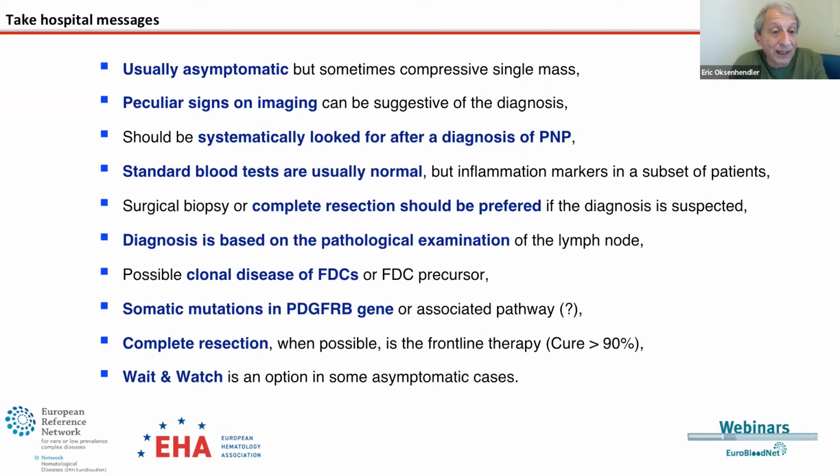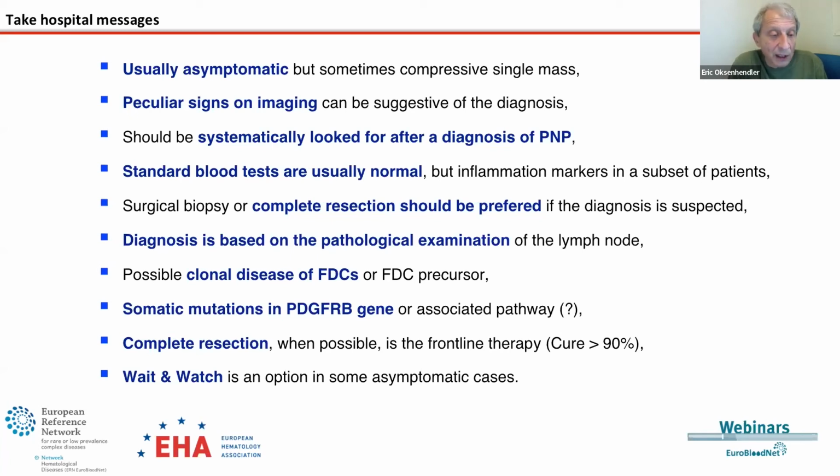We have seen that we systematically have to look for a diagnosis of PNP, but usually it's the other way around. You have the diagnosis of PNP and you must look for Castleman disease. The standard blood tests are usually normal, but we also have seen that you have a subset of patients, mainly patients with plasmacytic type, with inflammation markers. The surgical biopsy or complete resection should be preferred if the diagnosis is suspected, and it will confirm the diagnosis on the pathological examination.